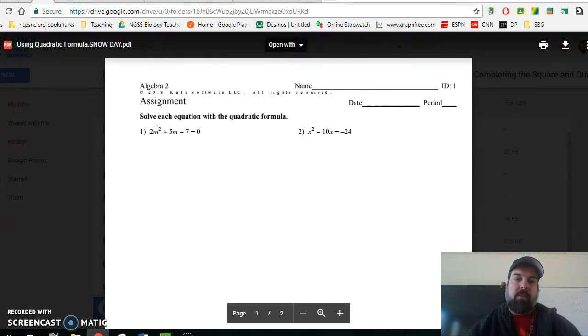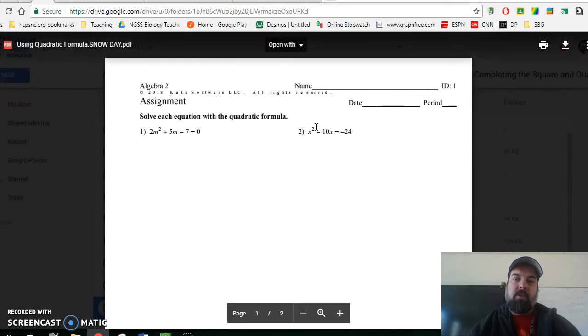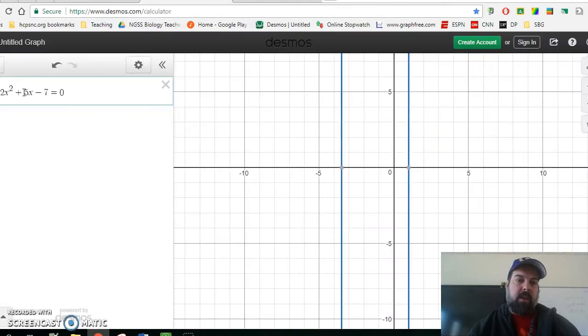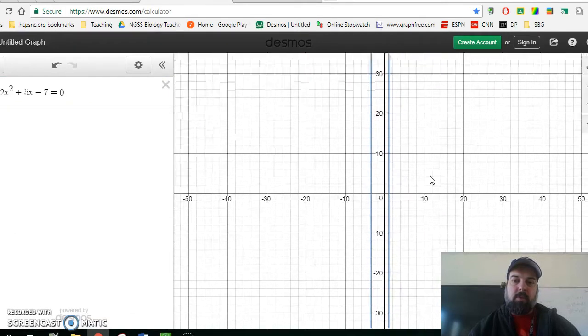And the general idea is that you need to set this equation equal to 0 and then graph the left-hand side. So over here on number 2, you would need to set this equal to 0 by moving the negative 24 to the left-hand side and then graph that. So I've done that here. We obviously can't use the m, we're using the x. If we set it equal to 0, then we've just got two vertical lines here.